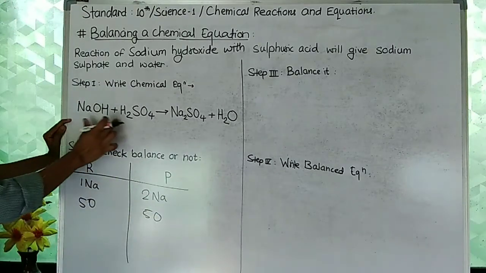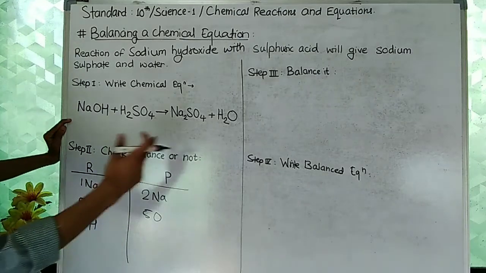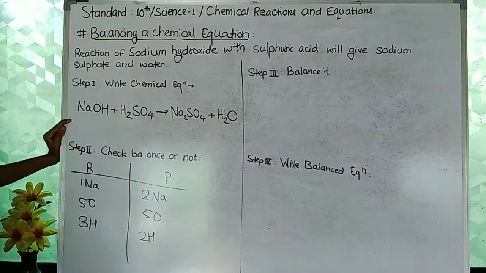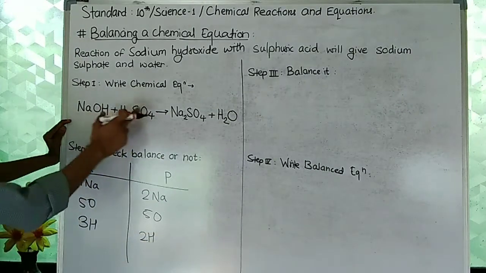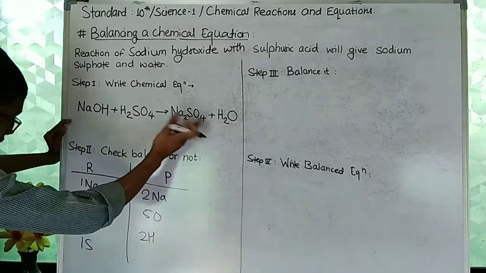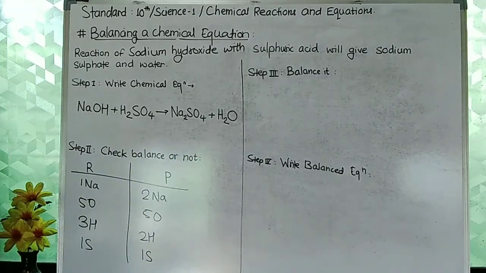Now hydrogen atoms, there are 3 in the reactant, and in the product side there are only 2 hydrogen atoms. Now at the end, sulfur atoms, which is only 1 in the reactant side, and in the product you can see again 1 sulfur atom. Now you can see that the hydrogen atoms in reactant and product side are not equal, and the sodium atoms are also not equal. In that case, this equation is an unbalanced chemical equation.